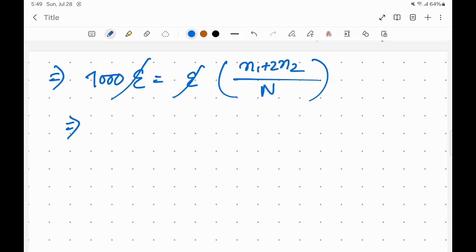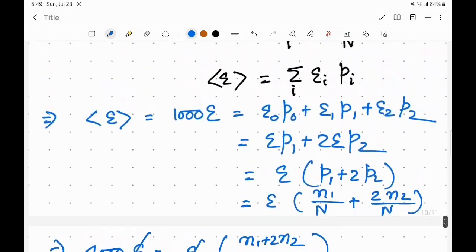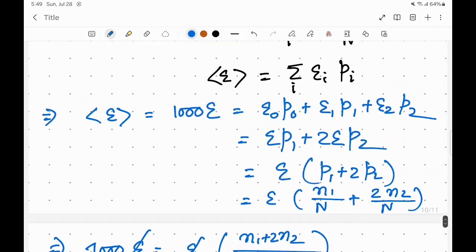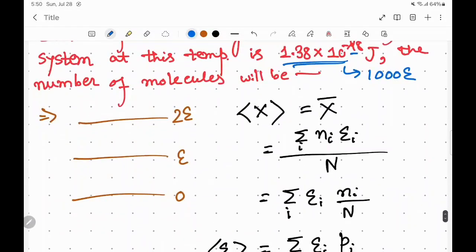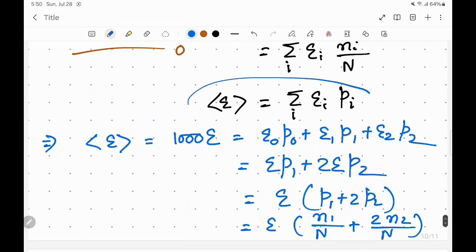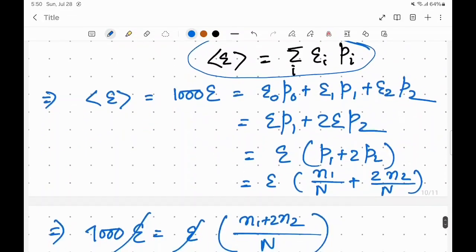One more thing. This is 1000 epsilon. This value is given, right? This is the average energy, essentially the capital E. And this average energy is for a particular molecule. So how many molecules are there? N number. So you have to multiply that by N. Otherwise, you can't get that. So you have to multiply that value.